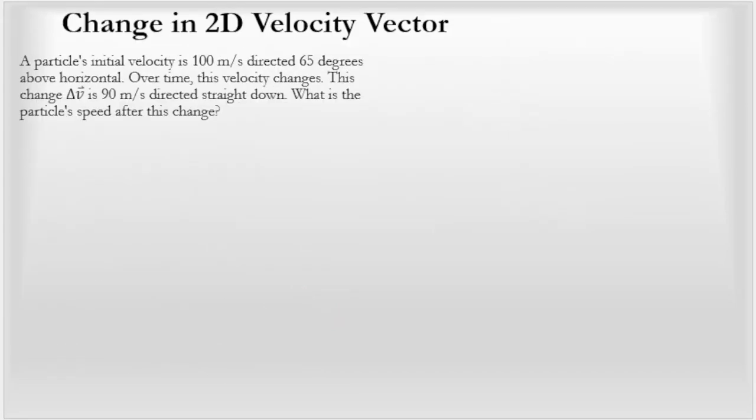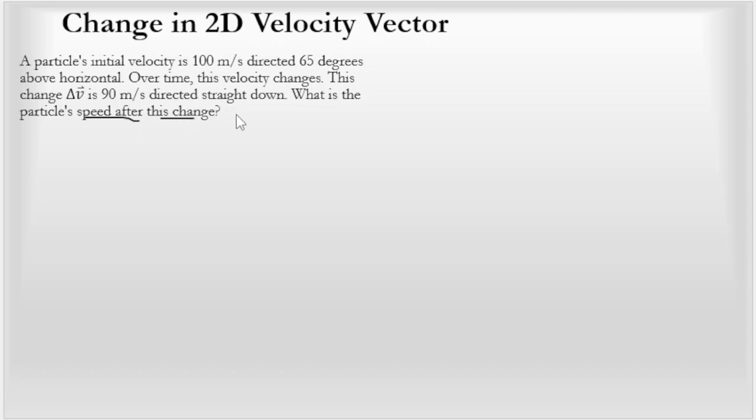Another problem in here that I chose to deal with velocity as a vector has to do with a change in velocity. A particle's initial velocity is 100 meters per second directed 65 degrees above the horizontal. Over time, this velocity changes. This change in velocity, delta v, is 90 meters per second directed straight down. What is the particle's speed after this change?